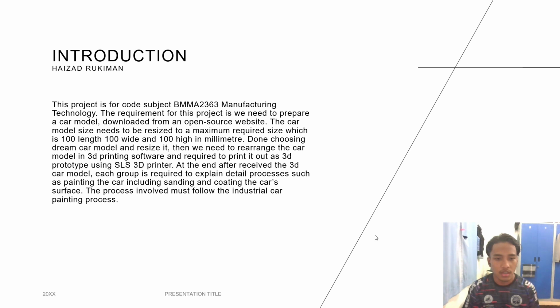After choosing our dream car model and resizing it, we need to rearrange the car model in 3D printing software and print it out as a 3D prototype using an SLS 3D printer. At the end, after receiving the 3D car model, each group is required to explain the detailed process, including sanding and coating the car's surface. The process involved must follow the industrial car painting process.